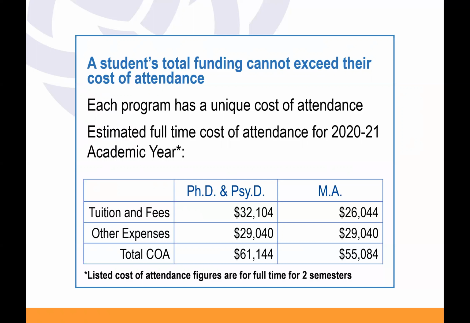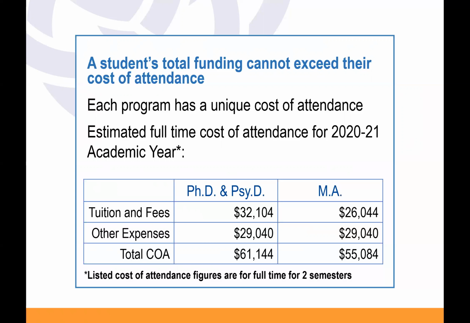That is basically the magic number, if you want to call it, the limit on what it costs to go to school at the Chicago School of Professional Psychology, based on your master's program and how many units you'll be taking. So that's the magic number.